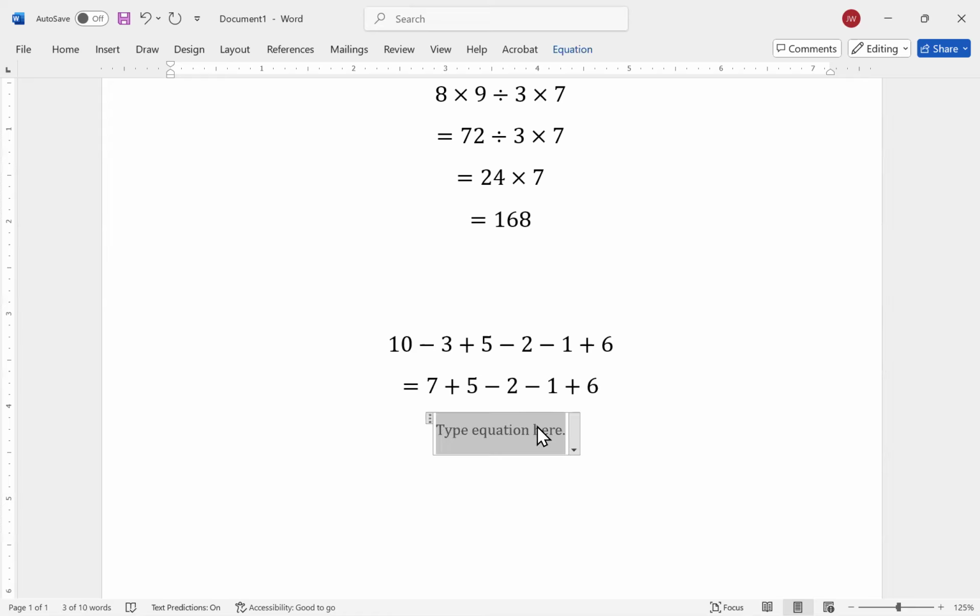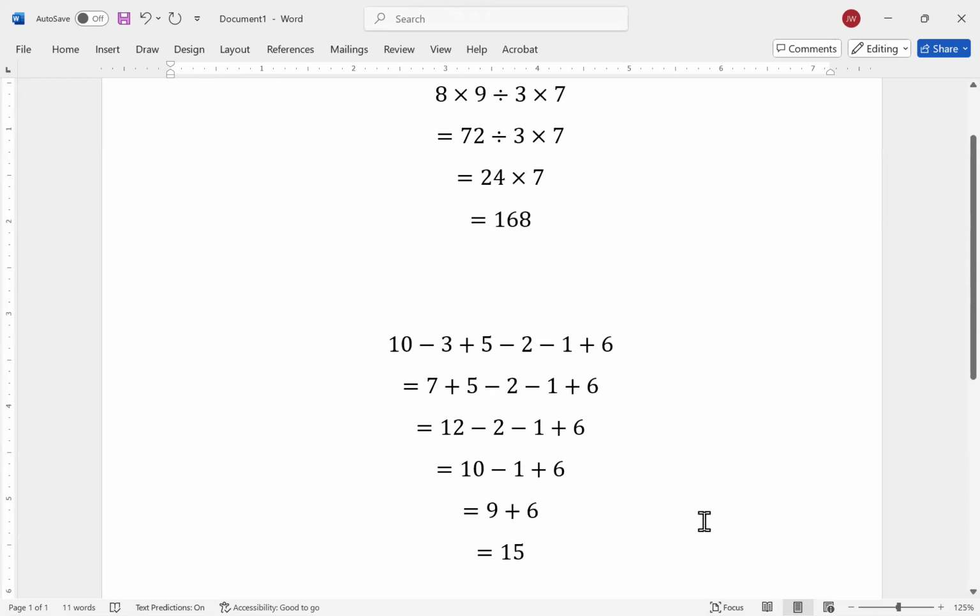If I think about all of this as addition versus subtraction, you just keep going step by step. So 12 minus 2 minus 1 plus 6. And then 10 minus 1 plus 6. And then 9 plus 6. And then that's 15. Oh, I should put an equal sign in front of all of these. But there you go. So we get 15 there.